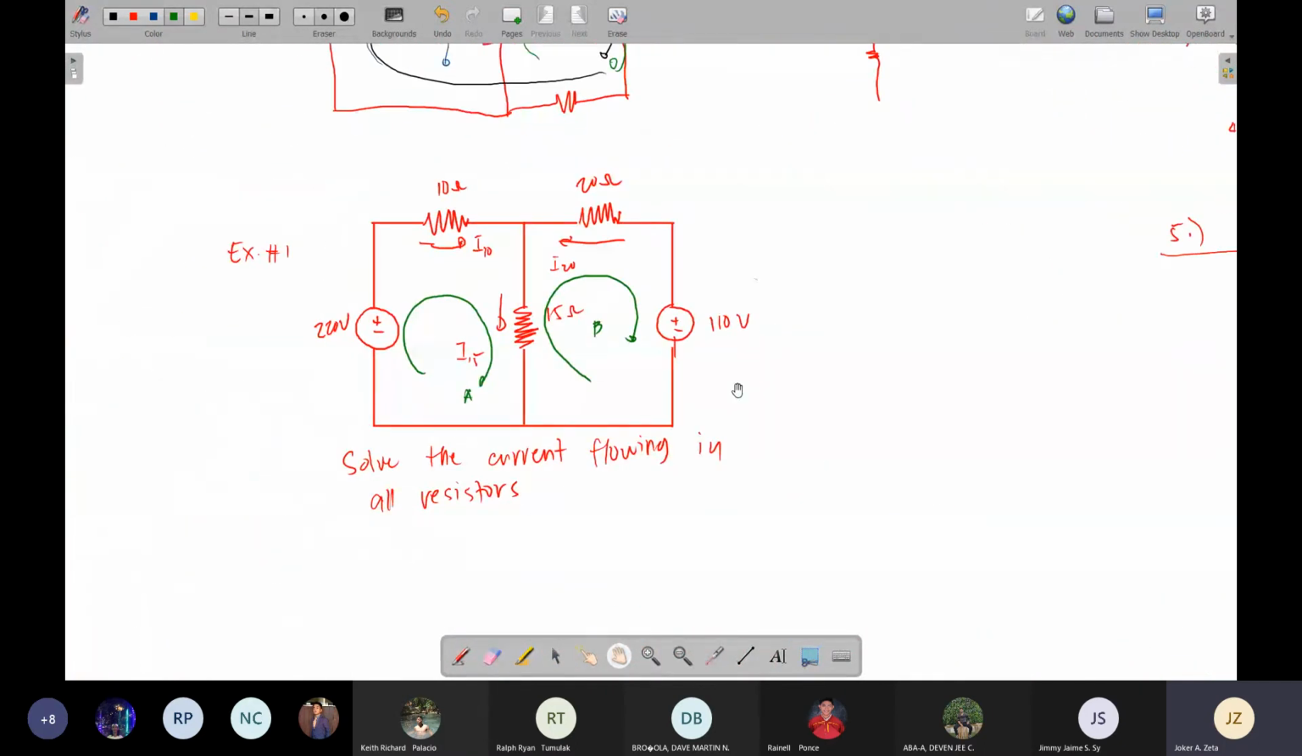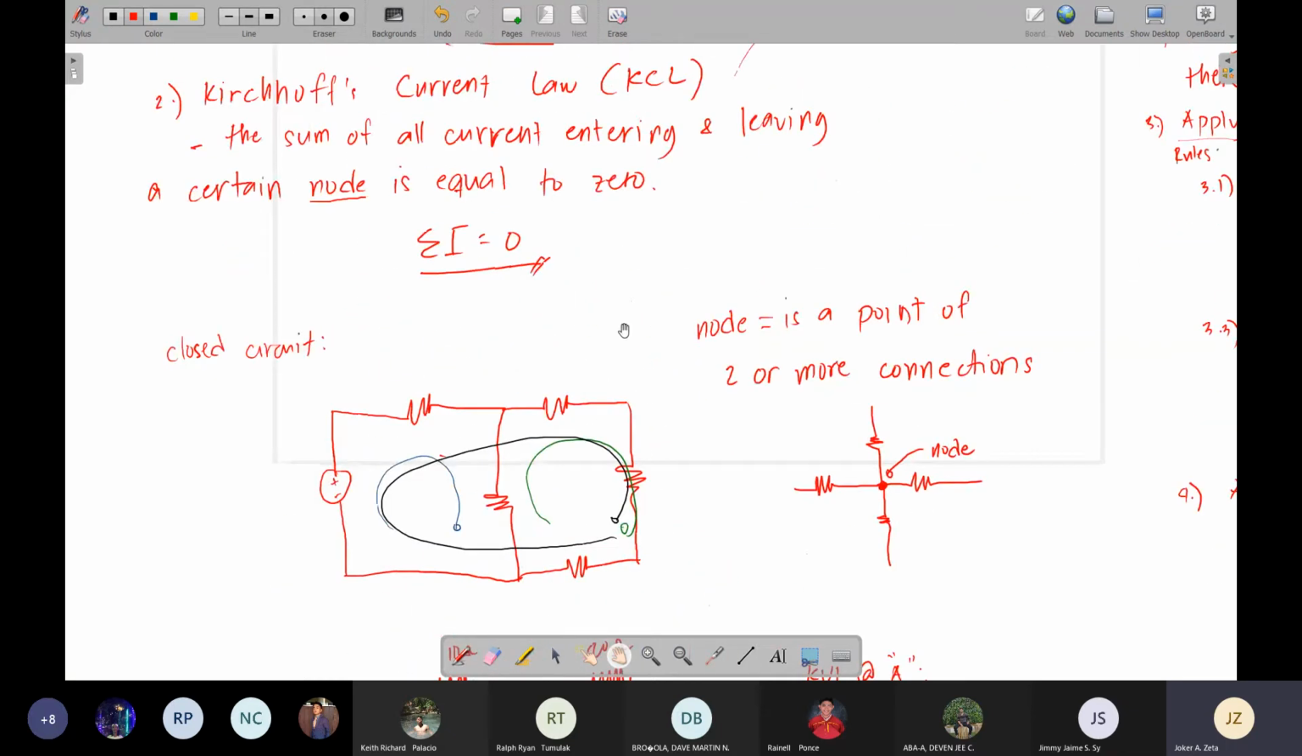So, we have two assigned loops, loop A and loop B. First, KVL, green. Let's use red. First, KVL at loop A. So at loop A, this is your loop and then this is your voltage source. Recall the rules, right?